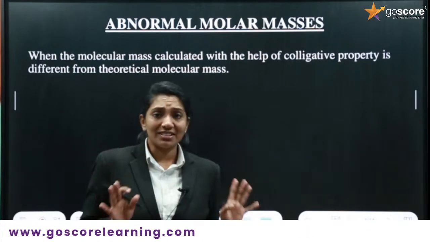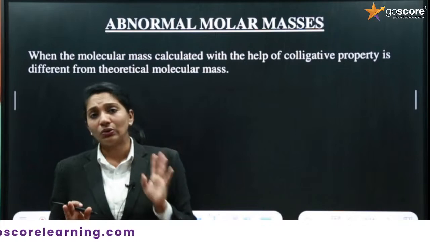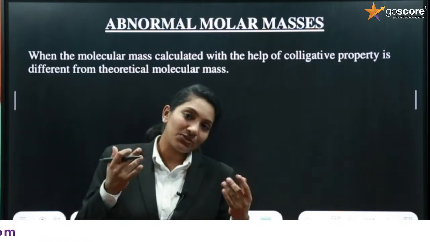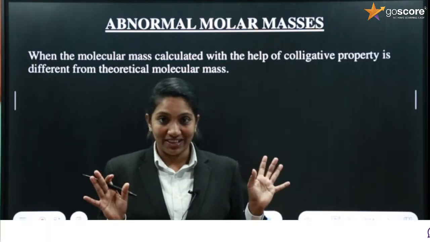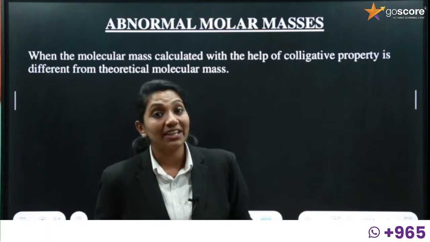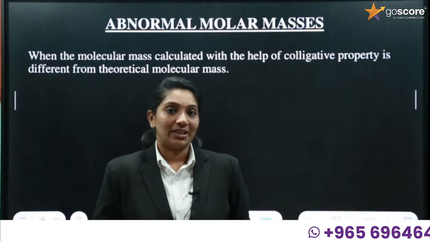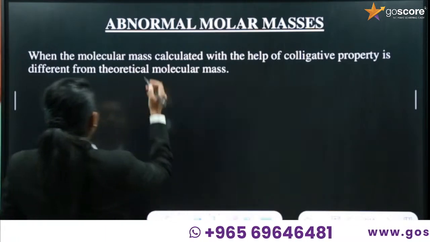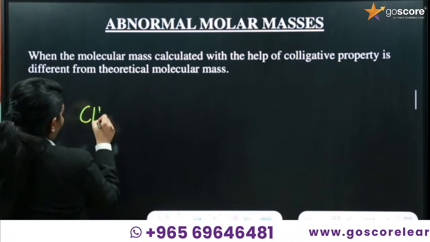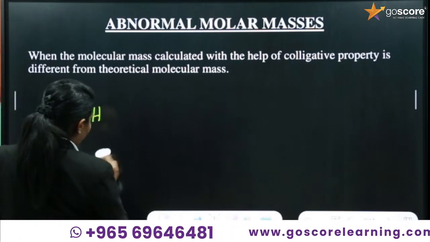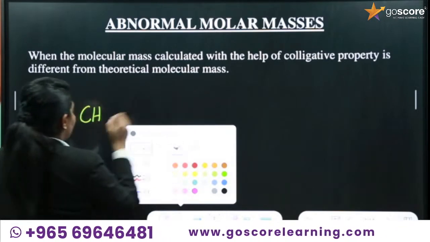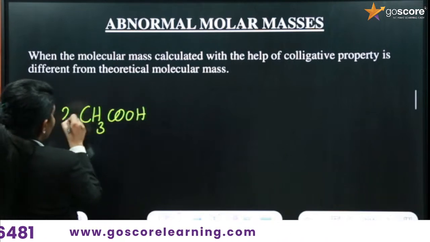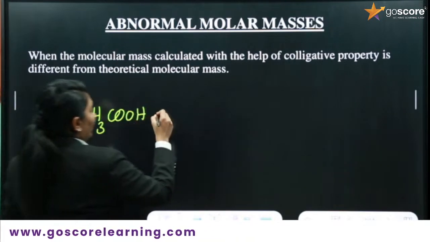So there we have discussed urea, glucose, all these are non-electrolytes. That means they won't dissociate or associate in the solution, right? But what about the cases of electrolytes? Just take the example. If you are dissolving acetic acid, okay? You have taken 2 moles of acetic acid, okay?